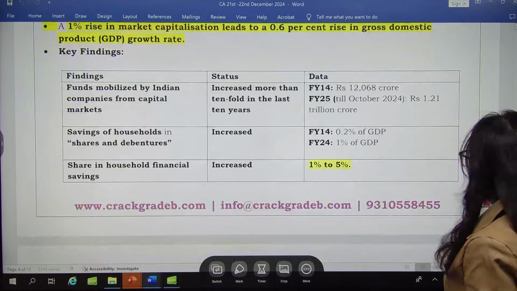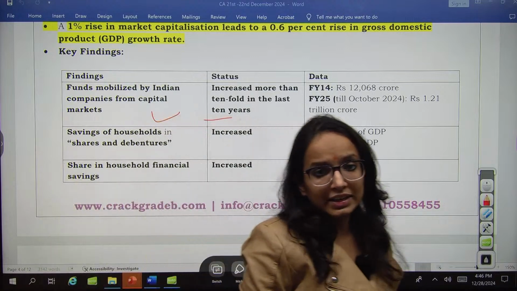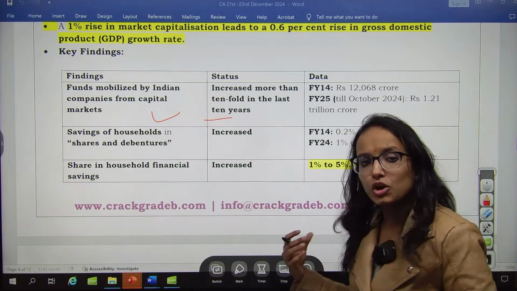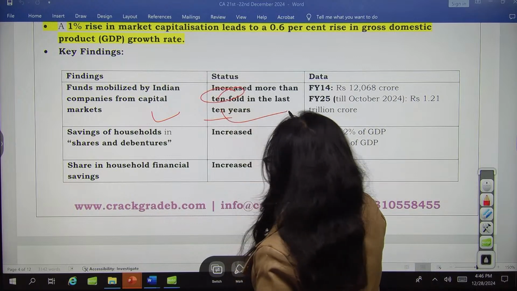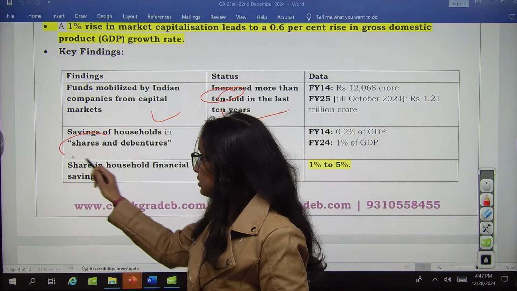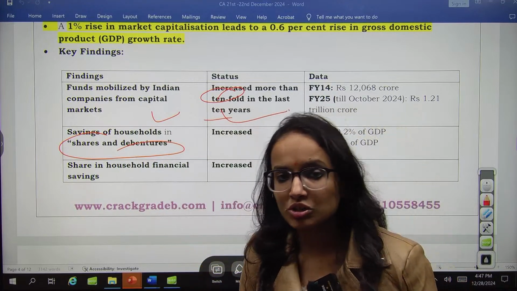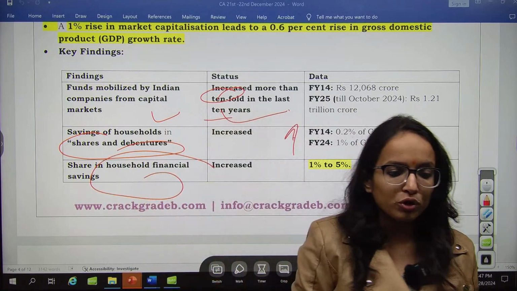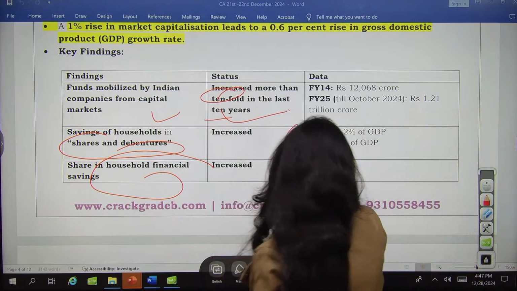Other findings, they have said that funds mobilized by Indian companies from capital markets have increased more than 10 times. Companies are mobilizing a lot of funds from the capital markets, and it has increased more than 10 times in the last 10 years. Then savings of households have also increased, savings of households in shares and debentures. Households are channelizing their savings in shares and debentures, and the share of households in financial savings has also increased from 1% to 5%.